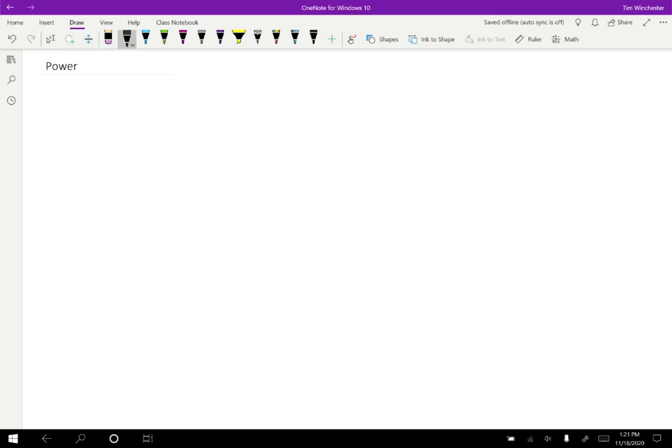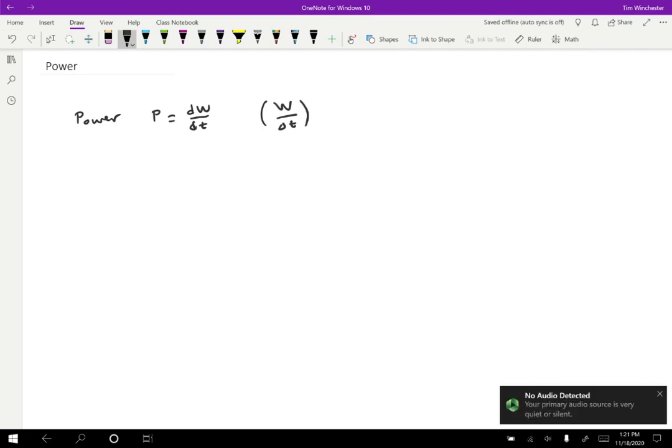Another everyday word that physicists use as a specific term is power. It turns out power has a fairly straightforward definition in physics. For power, we typically use the variable P, and it's just the derivative of the work done as a function of time. Or if you want to think of it as an average power, then you could do the total amount of work, which I'm going to just write as W, over some time interval. Okay, so either way is a perfectly good way to think about that.